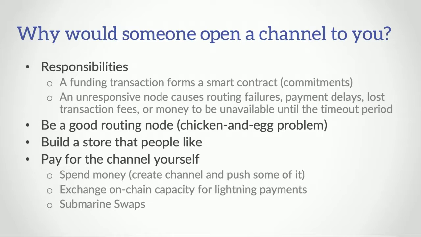An unresponsive node can cause problems not just for the counterparty of the channel, but for everyone in the network if it's a public channel. If the counterparty of the channel goes offline and other people still see it as a public channel, they could try to send money or route money through it and have routing failures. And that's bad. We want to avoid that.